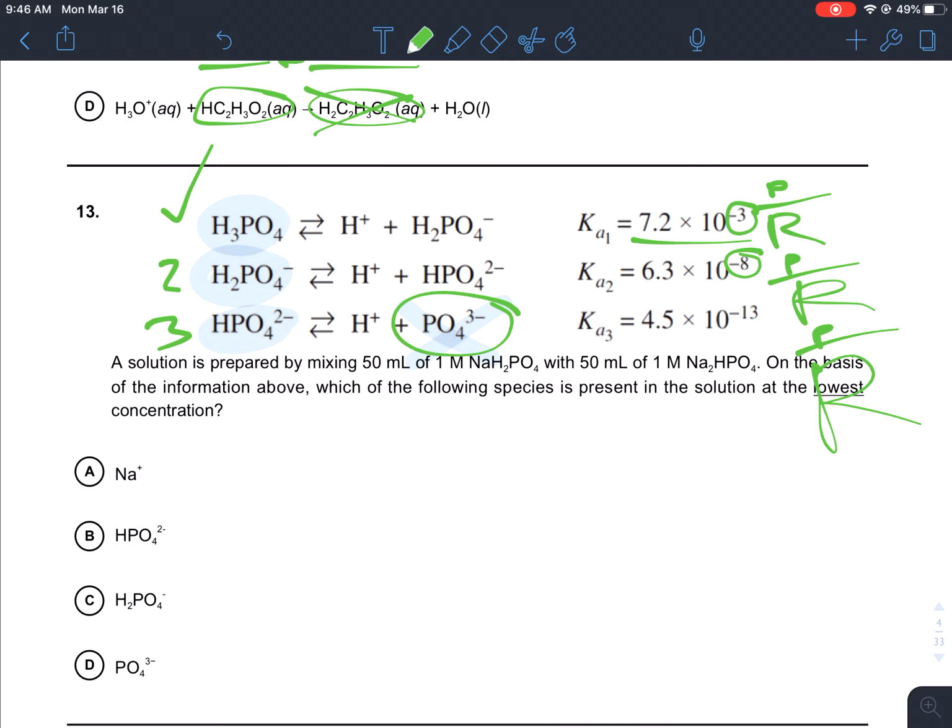So the correct answer is D. There's almost no product. With the little bit of the H2PO4 we had, we made even less HPO4, and with the little bit of HPO4 we had, we made even less PO4 3 minus. So the answer is D.